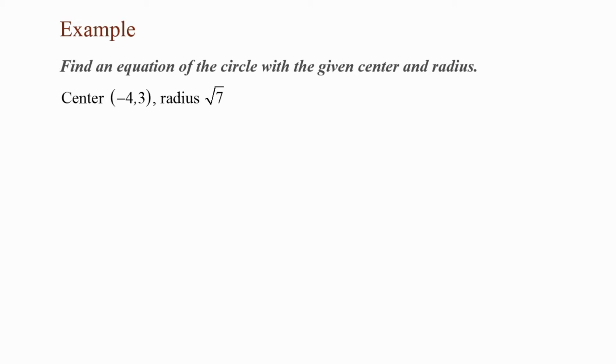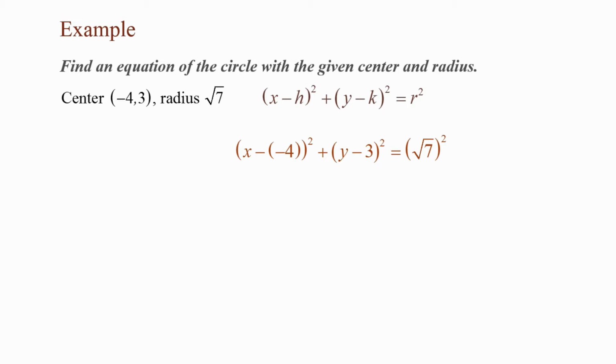In this example, find an equation of the circle with the given center and radius. The center is negative 4, 3. The radius is the square root of 7. We still need to use the equation with our center, (x minus h) squared plus (y minus k) squared equals r squared. Substituting, we have (x minus a negative 4) squared plus (y minus 3) squared equals the square root of 7 squared.